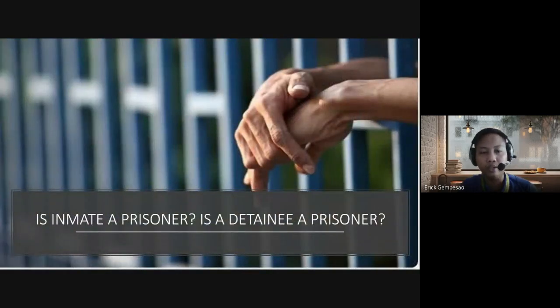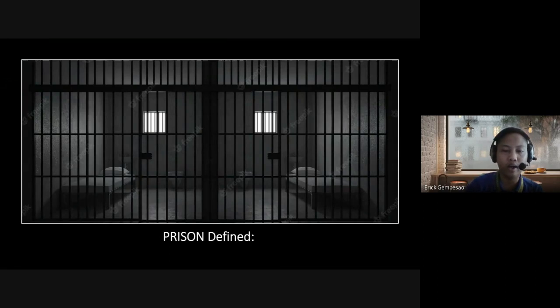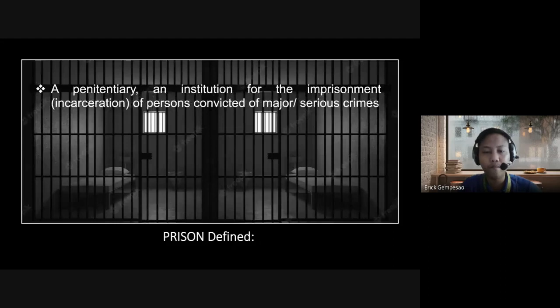Now, I have a question here. Is an inmate a prisoner, or is a detainee a prisoner? Okay? Before we answer that, let us first understand what is prison. Prison is defined as a penitentiary, an institution for the imprisonment of persons convicted of major or serious crimes.